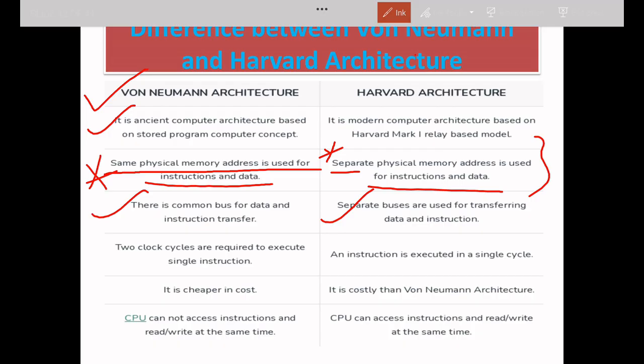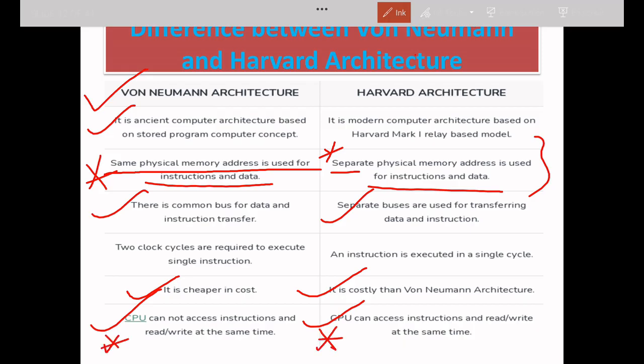Third one: von Neumann is cheaper, but Harvard is costly. And in von Neumann, the CPU cannot access instructions and read or write data at the same time. This is very important. In Harvard, the CPU can access instructions and read or write data at the same time. So this is very important.